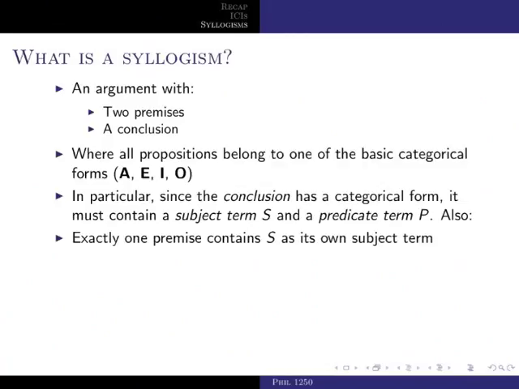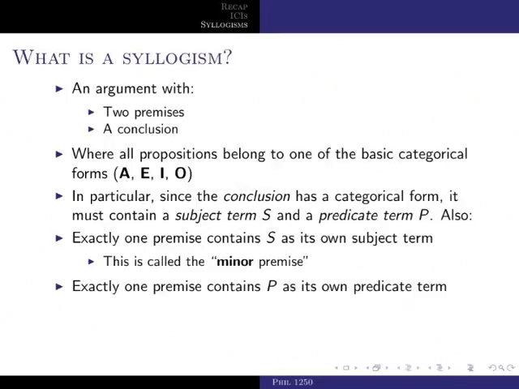Since a conclusion is a categorical proposition, it must contain both a subject term and a predicate term. Let us give the name S to the subject term of the conclusion, and P to the predicate term, also of the conclusion. So one of the requirements is that exactly one premise must contain S, the conclusion's subject term, as its own subject term. The premise whose subject term is the same as that of the conclusion is called the minor premise. Likewise, exactly one premise must contain P, the conclusion's predicate, as its own predicate term. And this one is called the major premise.